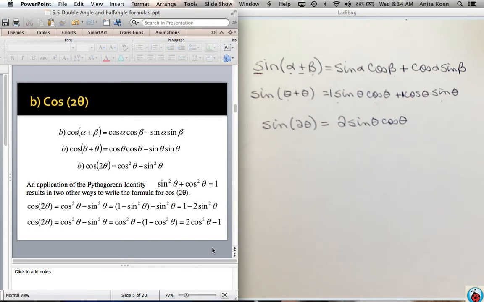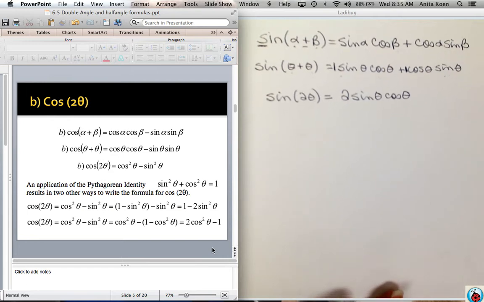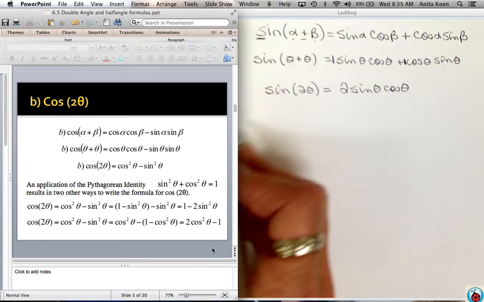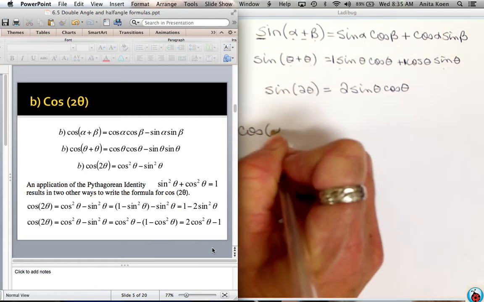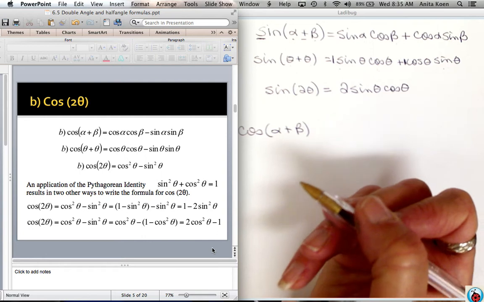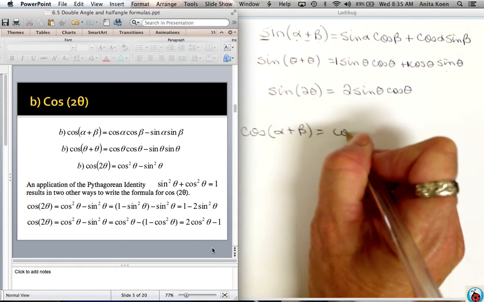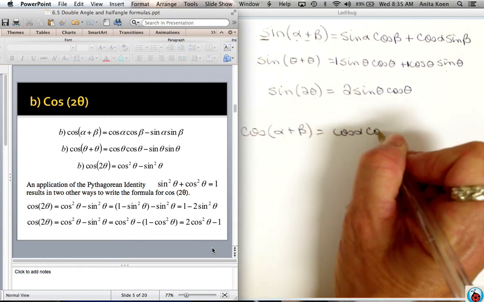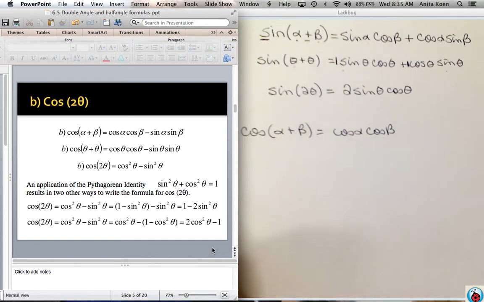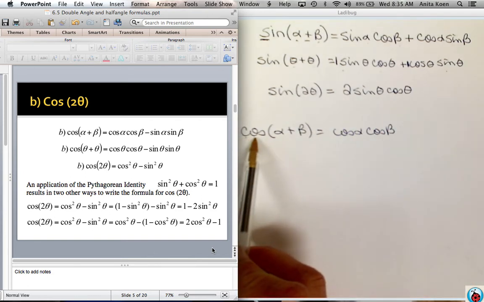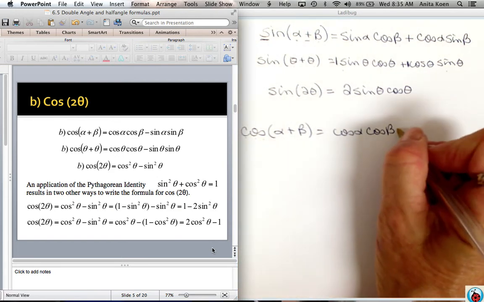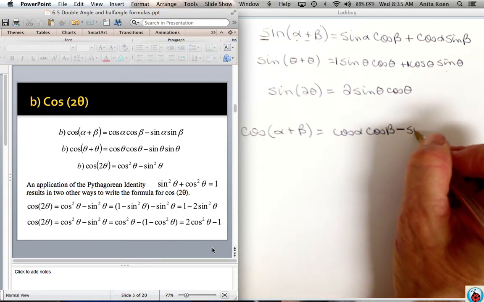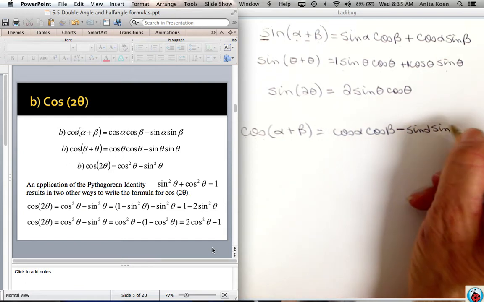Okay. We can also derive the cosine of 2 theta. Let me slide this up just a little bit. We're going to start again from our formula for the sum that we learned yesterday. The cosine of alpha plus beta is equal to the cosine of alpha times the cosine of beta. Hopefully you remember that this is cosine, cosine, opposite sine, sine, sine. So the cosine of alpha times the cosine of beta, opposite sine, sine of alpha, sine of beta.